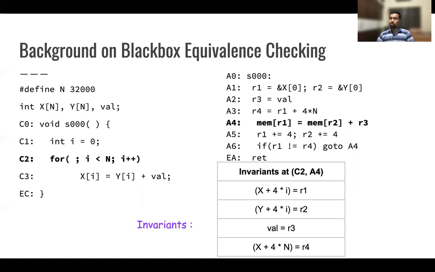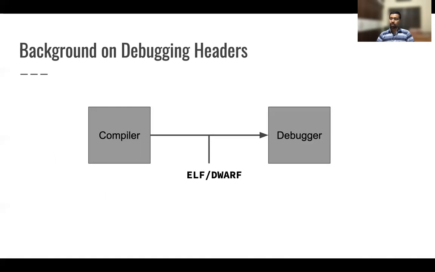Now that we saw an overview of the black box equivalence checker, let's move to a quick background on debugging headers. As we know, a compiler translates a source program to an assembly program, and a debugger such as GDB uses this information embedded inside an assembly program to let us debug the program. To keep these two different tools interoperable, there needs to be a standard for such debugging information, and DWARF is one such popular standard for the debugging information format in ELF executable files.